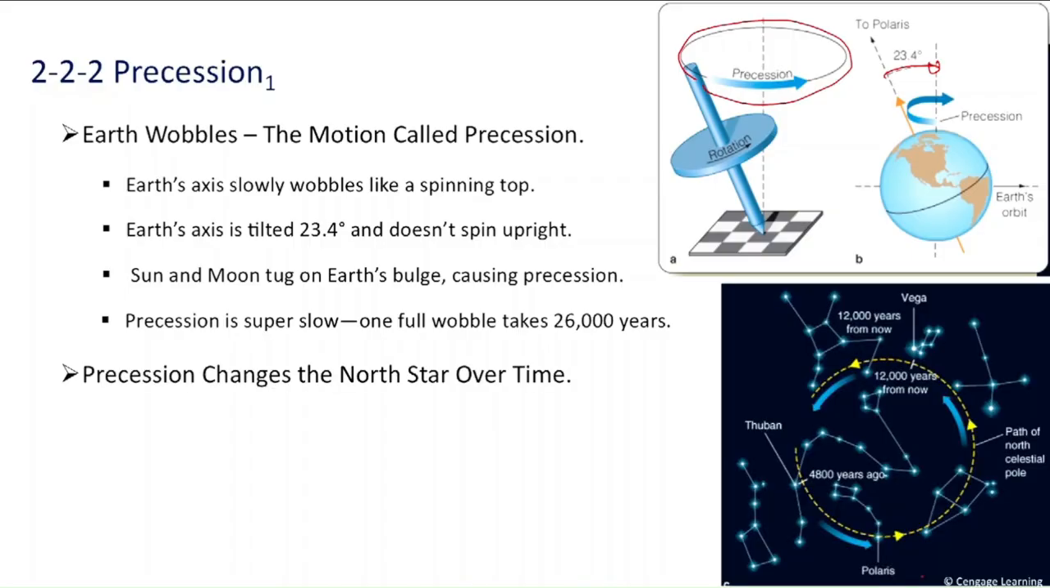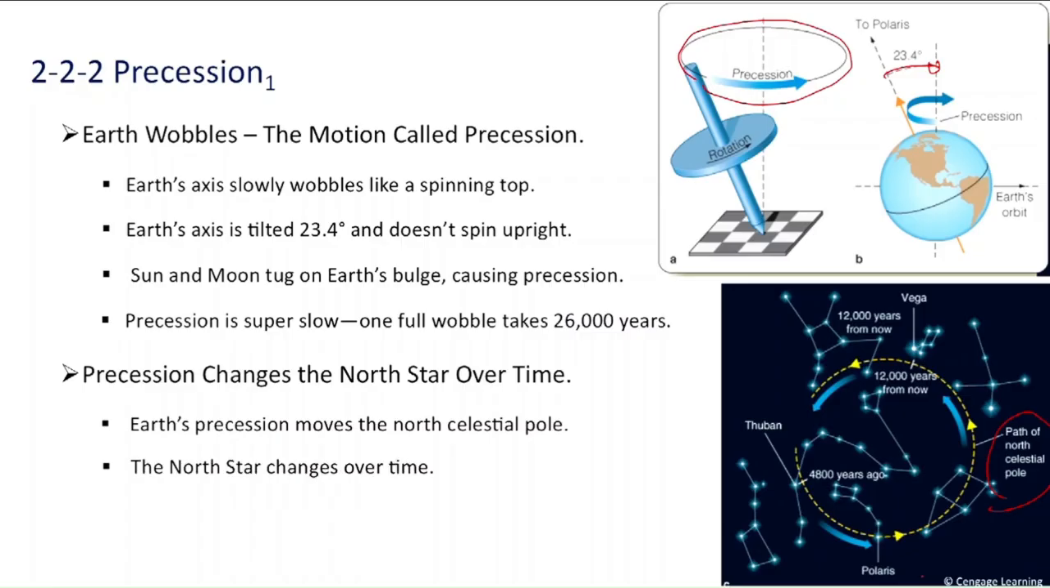So because of precession, the direction of Earth's axis point slowly shifts. So even the North Star changes over time. So because the celestial pole is just an extension of Earth's axis, when the axis wobbles, the pole moves too across these stars. And Polaris was not always the North Star. About 4,800 years ago, it was Thuban in Draco. In 12,000 years, it will be Vega, super bright and impressive.